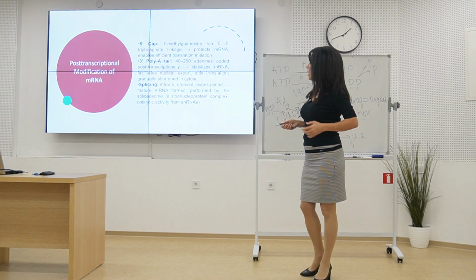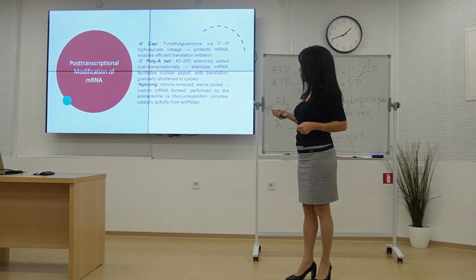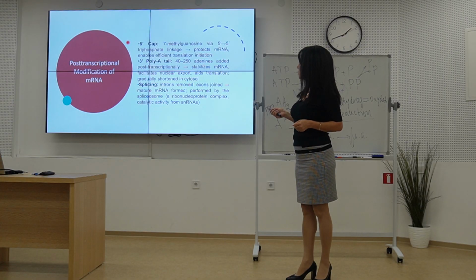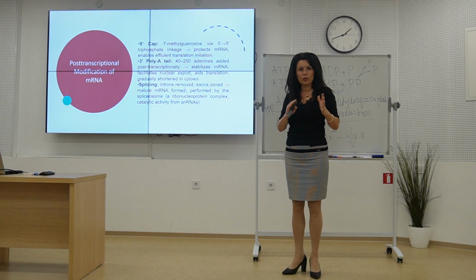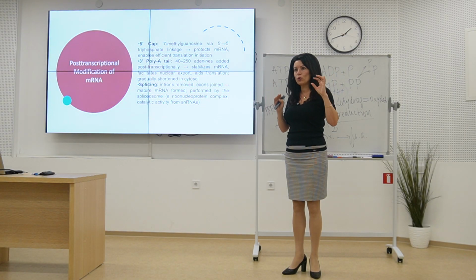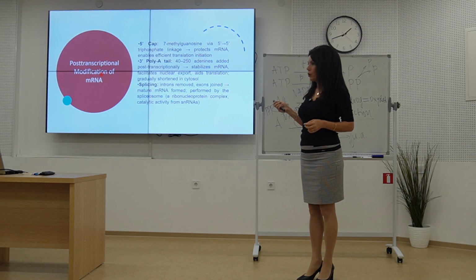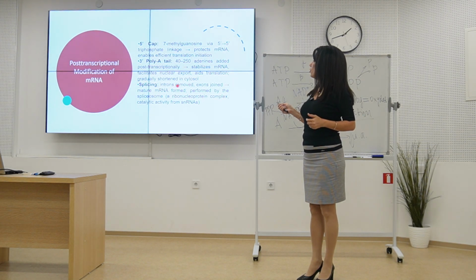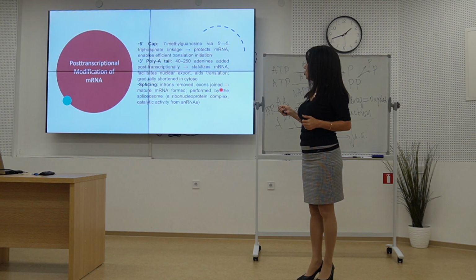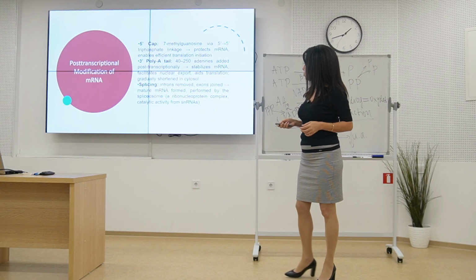What is the role of this additional post-transcriptional modification? It is for protection. Cap and tail are for the protection of mRNA, and during this post-transcriptional modification of mRNA there is splicing, which means removing of introns and joining of exons, and in the end the mRNA is mature and ready to use.